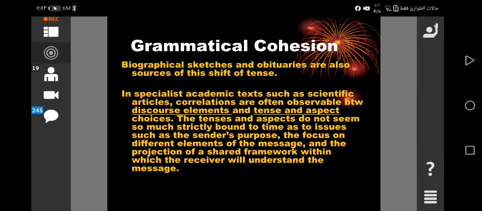Biographical sketches and obituaries, which are about dead people, are also a source of this shift of tense. This is also true about academic texts. In academic texts, we sometimes go for present simple, sometimes for past, sometimes for present perfect. Again, you have to be very mindful of the use of simple present, past tense, and present perfect in academic texts. This has been described in Swales.